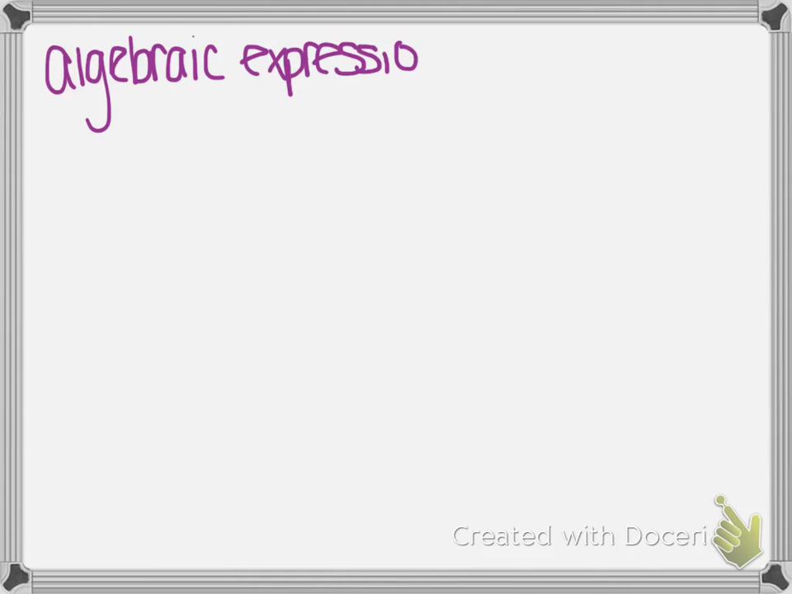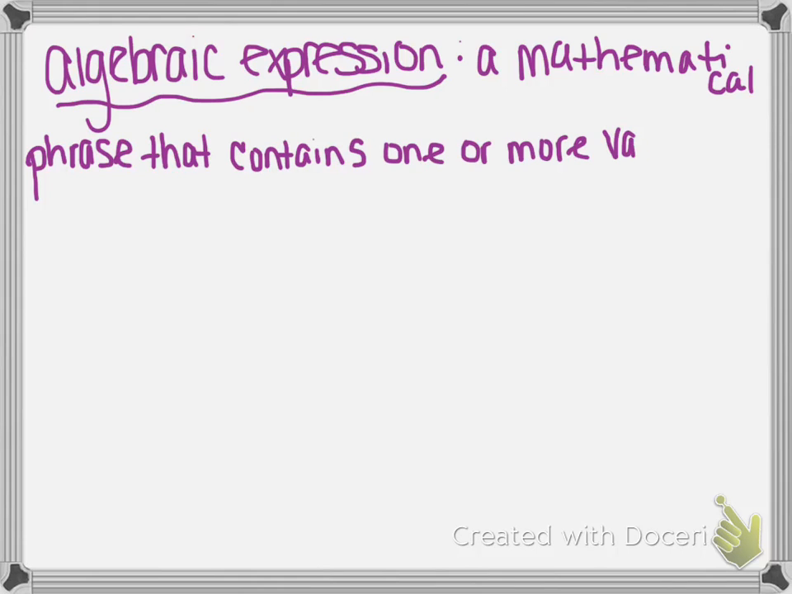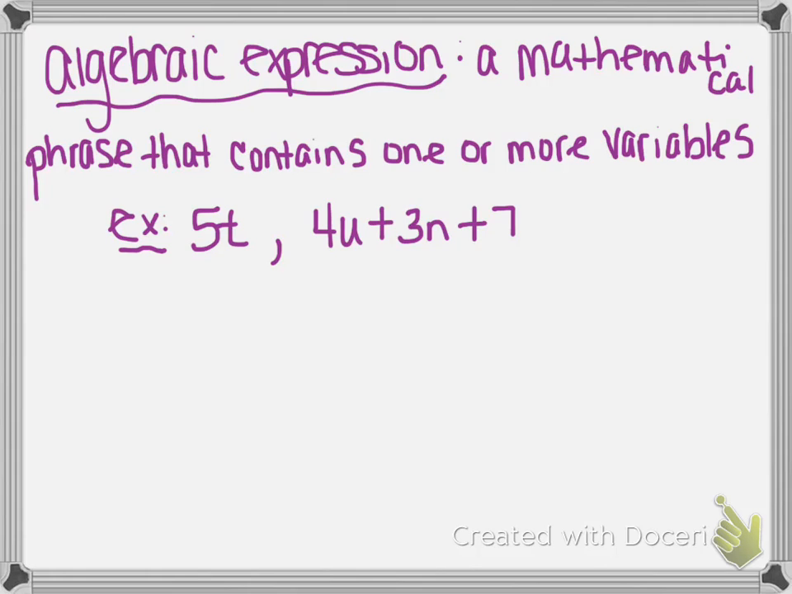Next word that I have for you is algebraic expression. This is going to be a mathematical phrase that contains one or more variables. Okay? Some examples that I have written down are 5t, and then the example 4u plus 3n plus 7. Notice in each one of these examples, there is a variable in both of those phrases. You need a variable for it to be considered an algebraic expression.